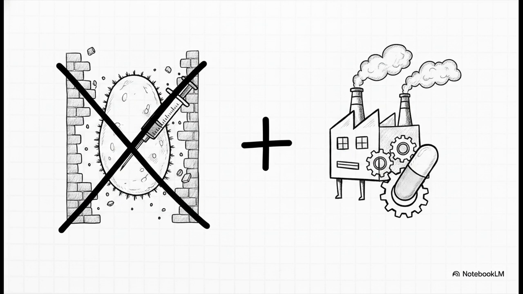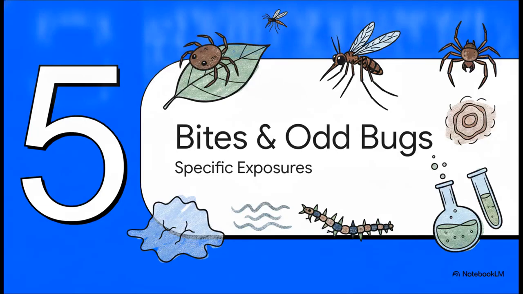Clindamycin is a protein synthesis inhibitor. It goes in and completely shuts down that lethal toxin production. Never ever use a beta-lactam alone for this. Let's shift gears for Part 5, Animal Bites and Odd Bugs.